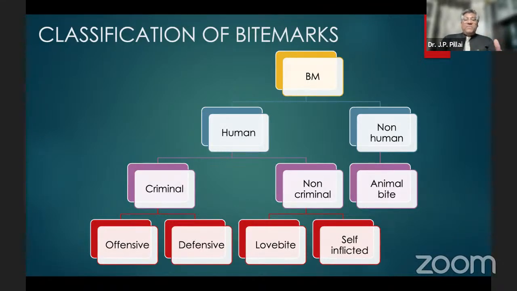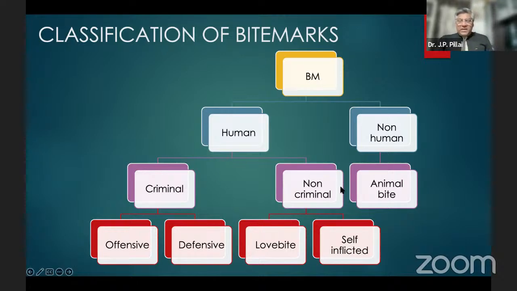Sometimes the victim bites the accused, so it is not necessarily that the bite marks are seen only on the victim's body. For defense also, the victim may bite the perpetrator, most probably on the forearm of the accused person. So that evidence also needs to be extracted.